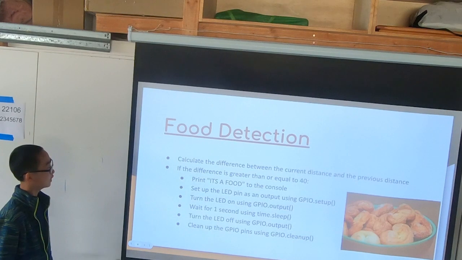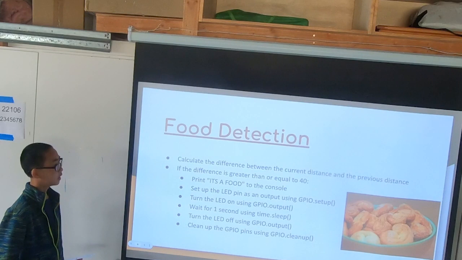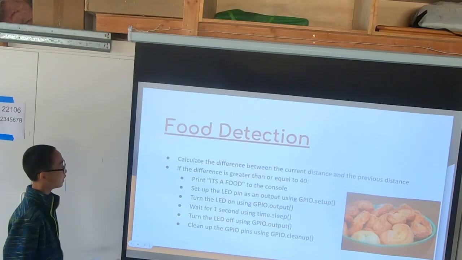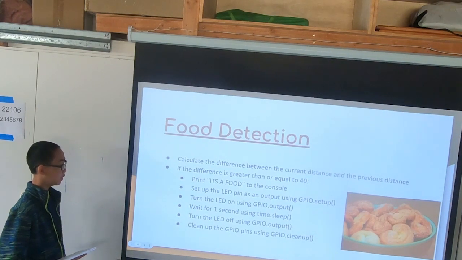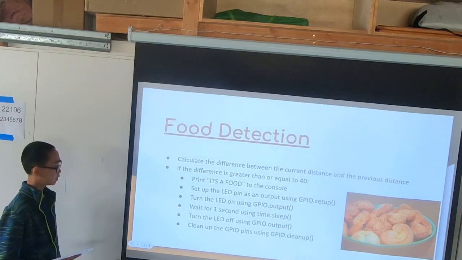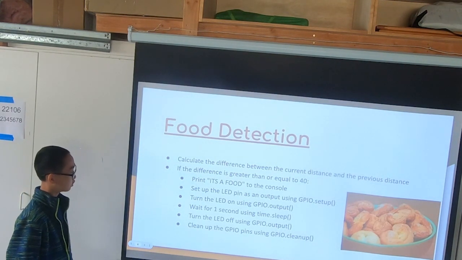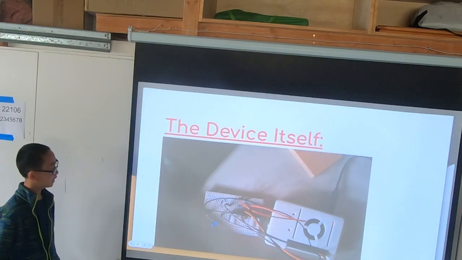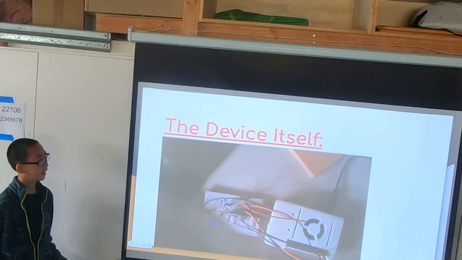So for the food detection, we calculated the difference between the current distance and the previous distance. If that difference is greater than or equal to 40, the console prints, it's a food! And then we set up the LED pin, turn it on, wait for a second, and turn it off. Then we clean up everything with GPIO.cleanup. And that's basically the device. And yeah, that's it.